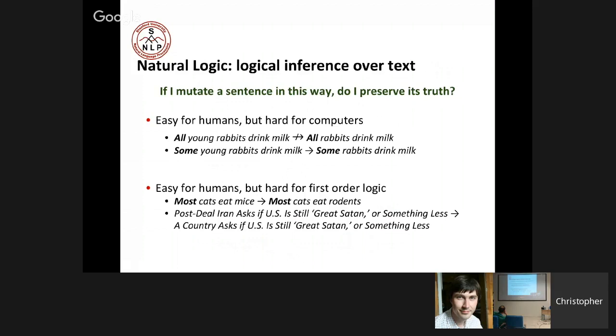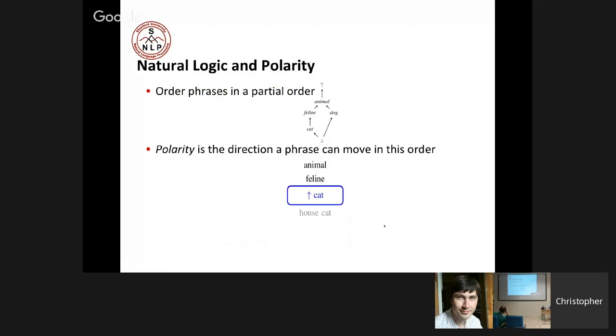And so the central natural logic inference question is, if I mutate a sentence in some way, do I preserve its truth? So we want to know that if all young rabbits drink milk, can we therefore say all rabbits drink milk? And the answer is no, that's not a valid conclusion. But if some young rabbits drink milk, then we do know that some rabbits drink milk. That is a valid conclusion. And so we want to build a calculus that allows us to do these kinds of natural logic inferences.